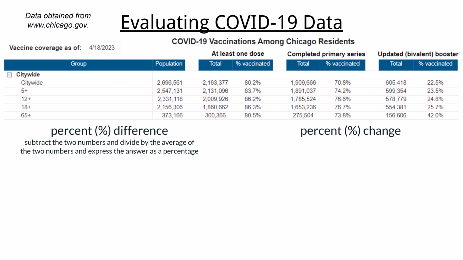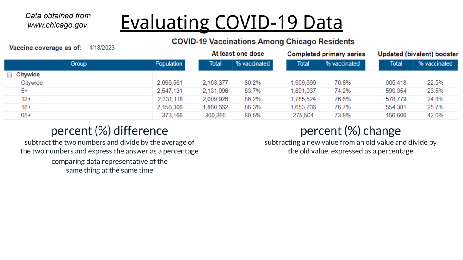This is most helpful when comparing 2 sets of data that are representative of the same thing at the same time. Percent change, on the other hand, is calculated by subtracting a new value from an old value and dividing by the old value, also expressed as a percentage. This is useful when comparing 2 values of the same thing that were collected at different times. Let's work through a hypothetical example.